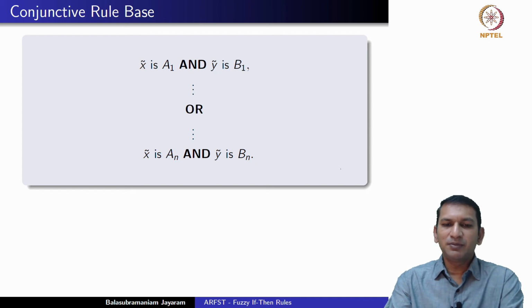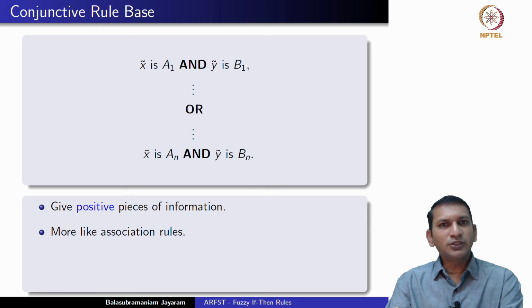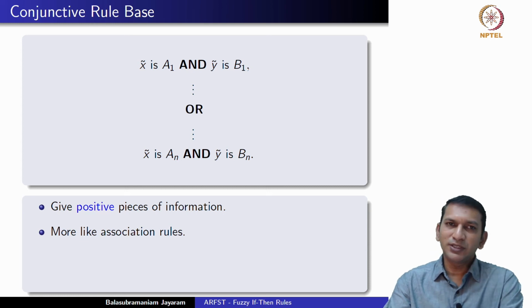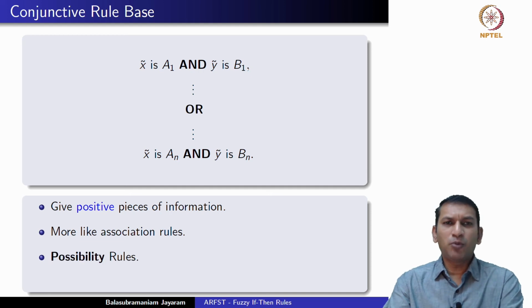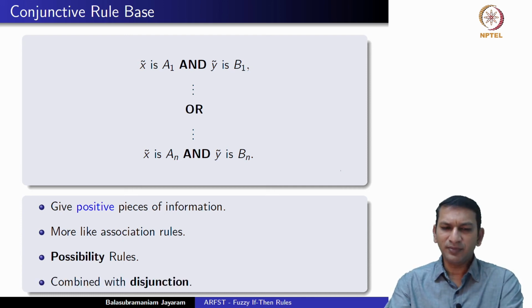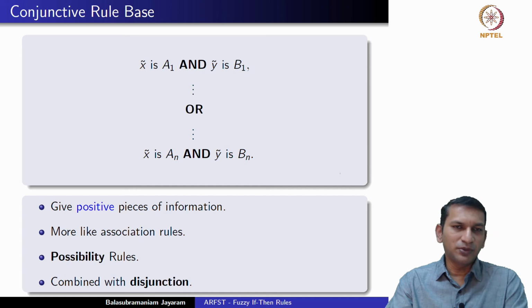In that sense, these rules give positive pieces of information. They are more like association rules. So you give examples of functions which are monotonic and continuous, also functions which are monotonic and non-continuous. So they are association rules. In that sense, they are possibility rules. They tell you these possibilities exist because there are examples. So from examples, you are generalizing and say such possibilities do exist. And since these are possibilities, when you are given many such pieces of information, you actually combine them with a disjunction. Any one of them could be true. You don't expect all of them to be true because these are just possibilities.